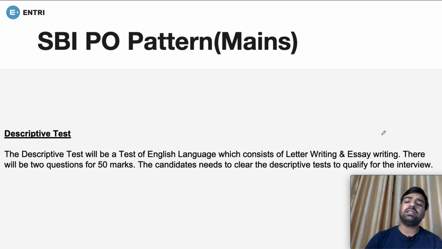After the mains examination, there is an interview, as you already noted. But in the mains examination, there is a descriptive test also. In the descriptive test, what is there? The descriptive test will be a test of English language which consists of letter writing and essay writing. So there will be a question of 50 marks. The candidates need to clear the descriptive test to qualify for the interview.